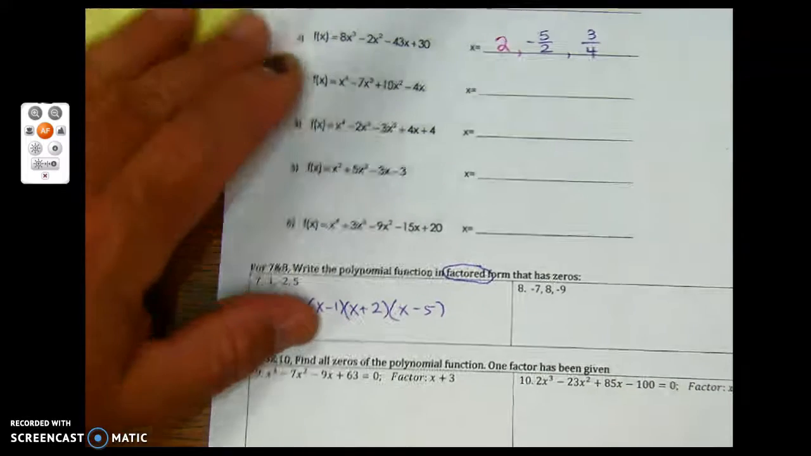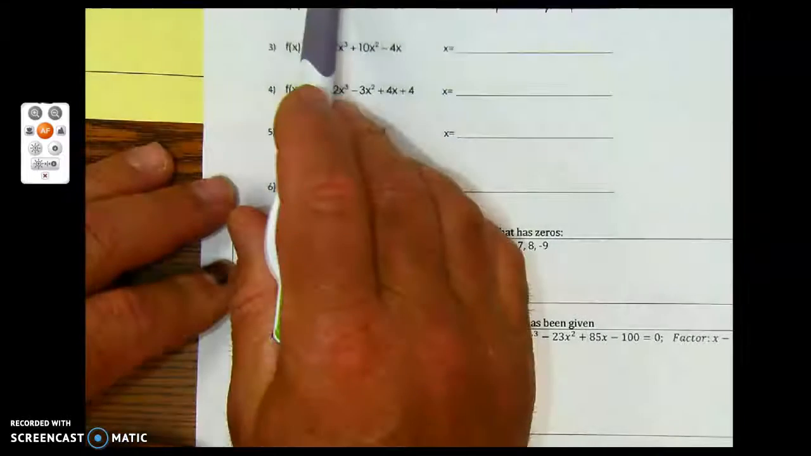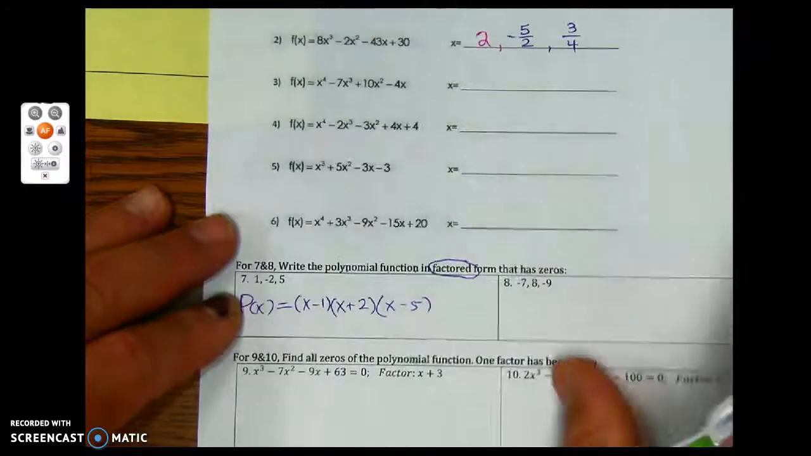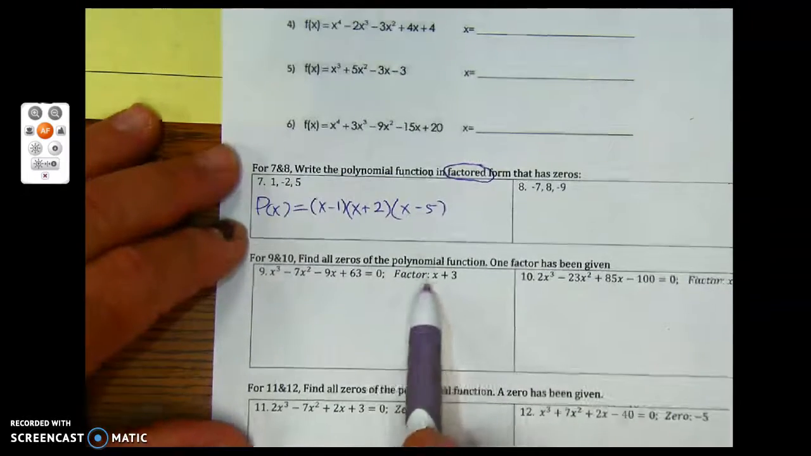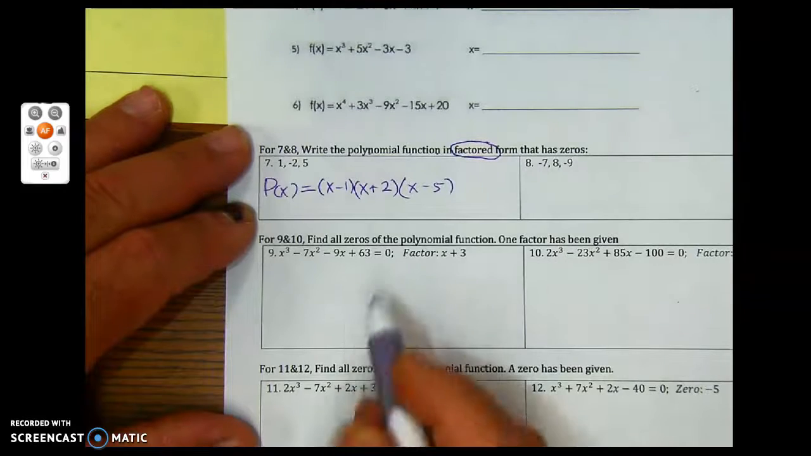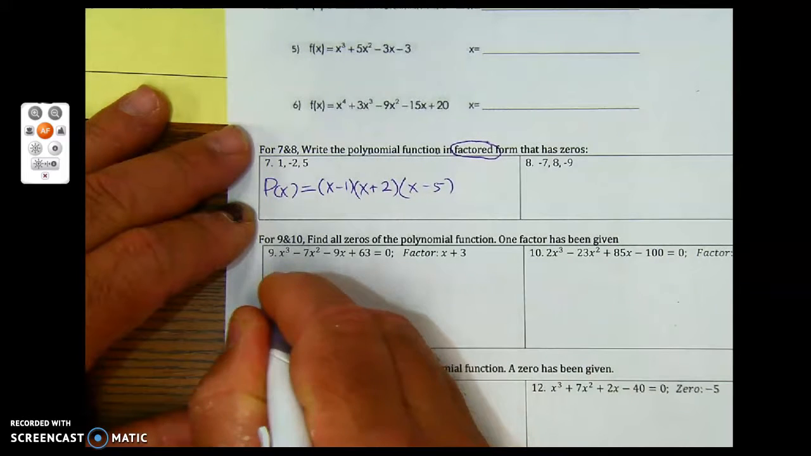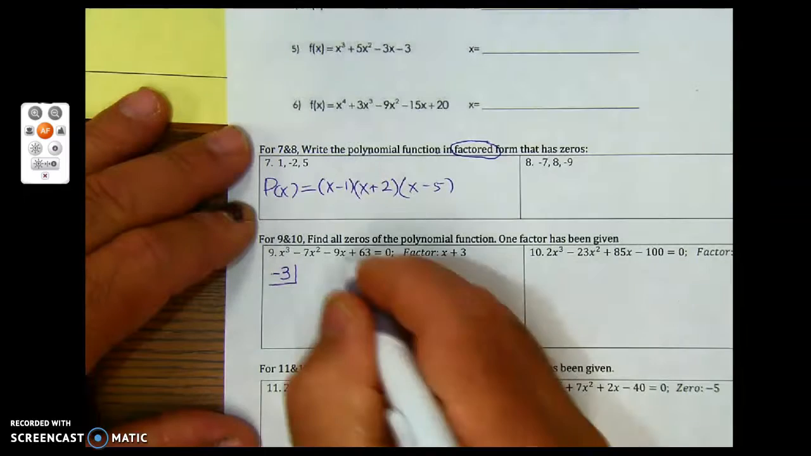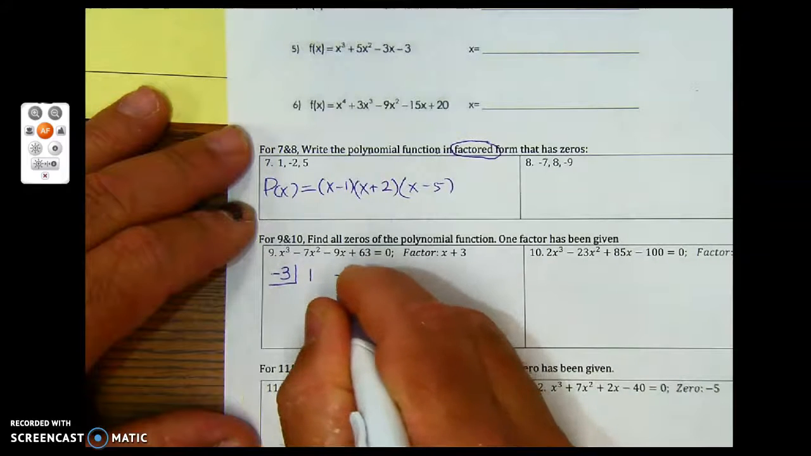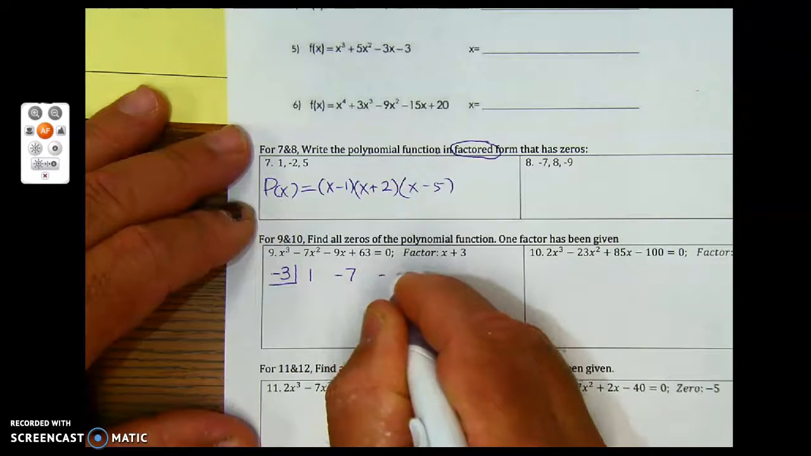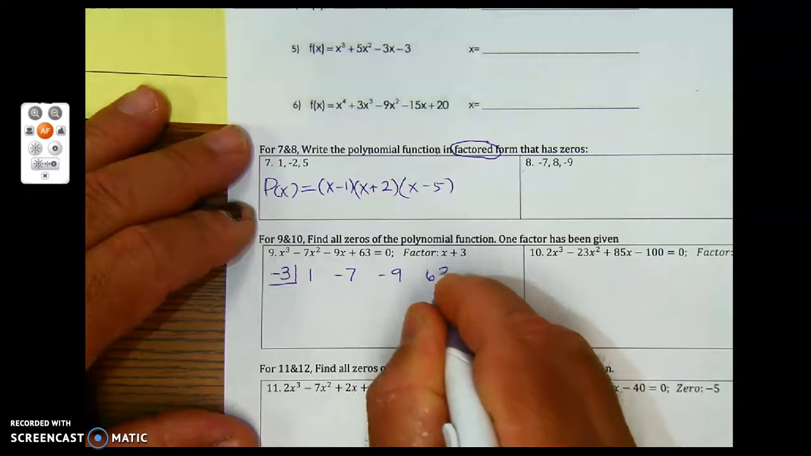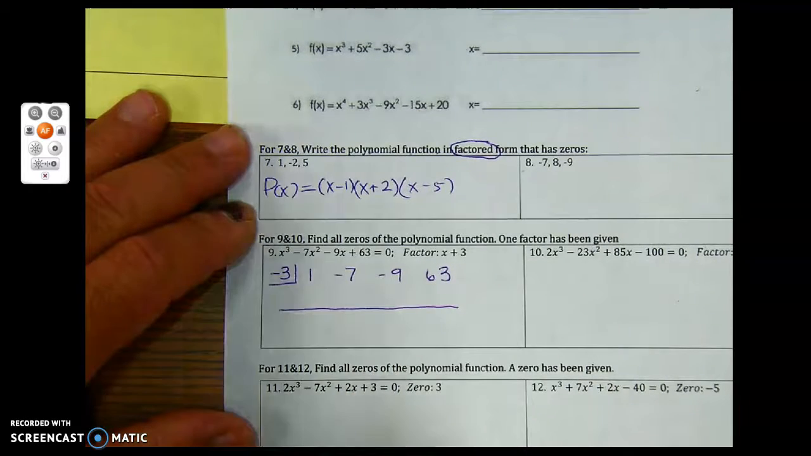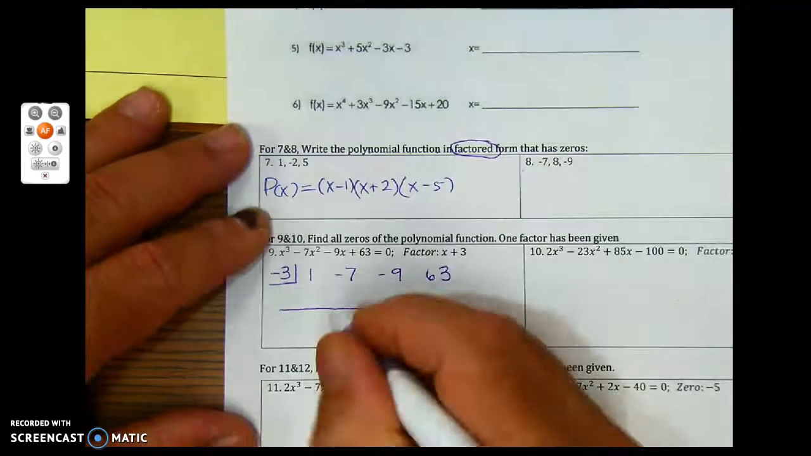So, just like the problem number 2 that I did up top, you do it the same way, except they already gave you the information. They said x plus 3 is a factor, so that means negative 3 is one of your zeros. So now you're just going to do synthetic division, and then you're probably going to try to factor it or do the quadratic formula after you do synthetic division. So I'll get that one started for you.